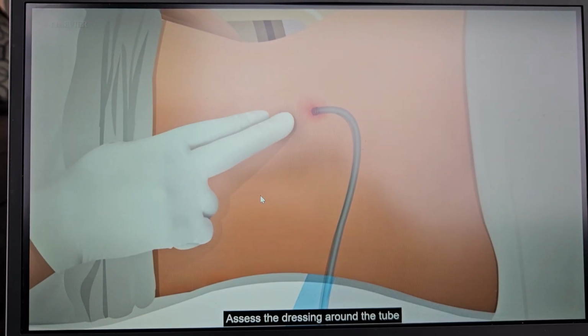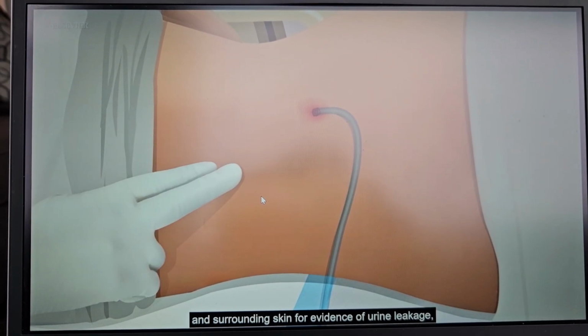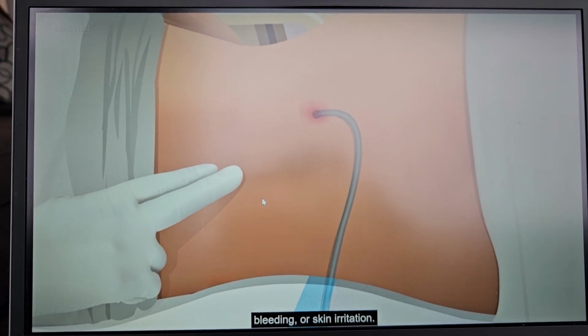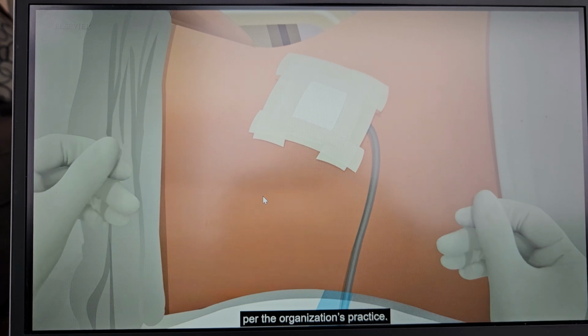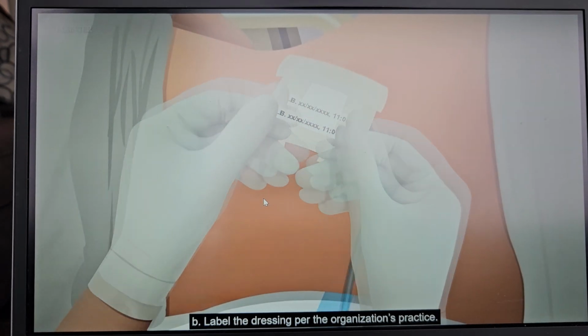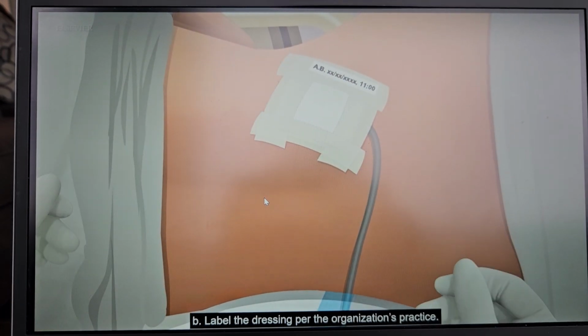Assess the dressing around the tube and surrounding skin for evidence of urine leakage, bleeding, or skin irritation. Change the dressing as needed per the organization's practice. Label the dressing per the organization's practice.